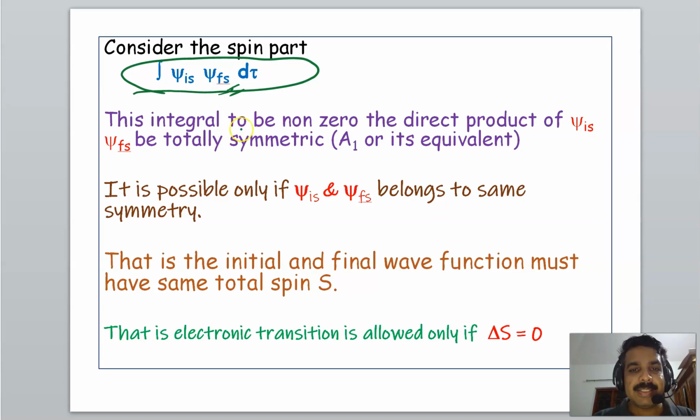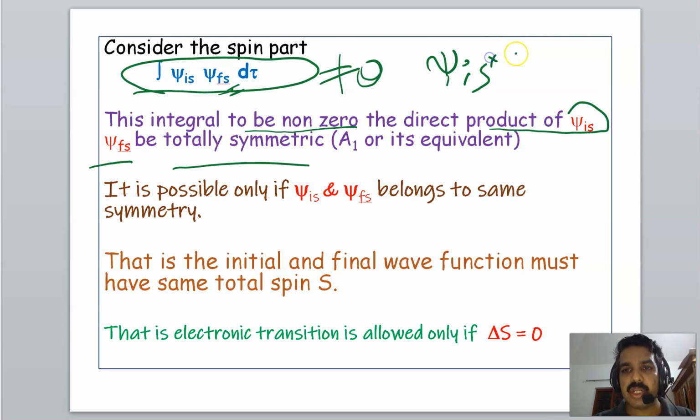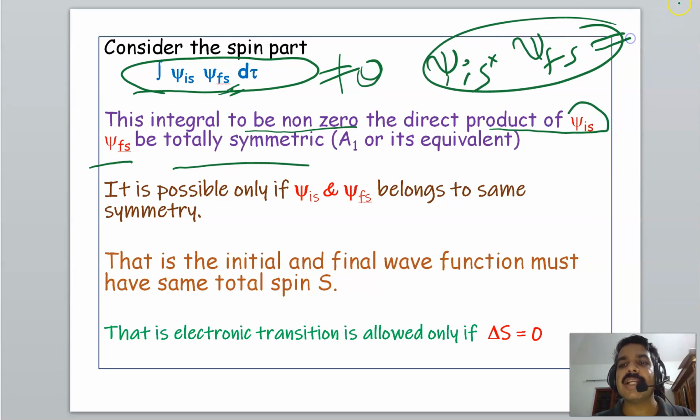For this integral to be non-zero, the direct product of psi_is and psi_fs should be totally symmetric. That is, the direct product of the initial spin wave function and the final spin wave function should be a totally symmetric representation, like A1 or its equivalents, A1g, A1 prime, etc.